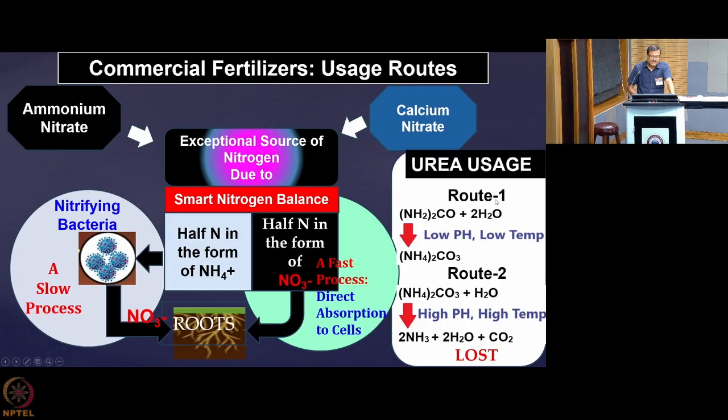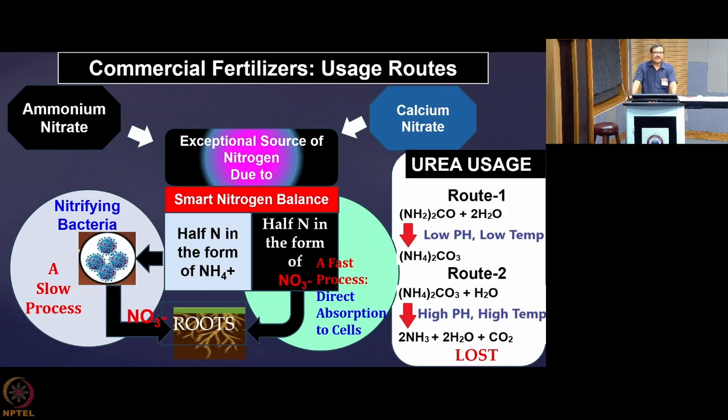Now this natural process is not sufficient many of the times, and our farmers need to apply additional commercial fertilizer for their cultivation. There are different routes by which this is provided. One is the ammonium nitrate route and calcium nitrate, and another is urea. In most cases, urea is applied to the field by the farmers.